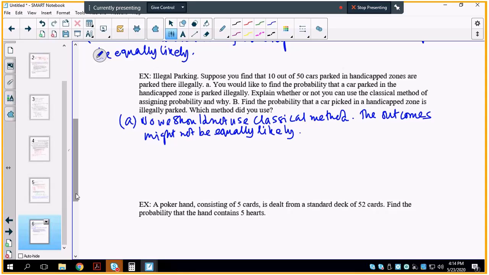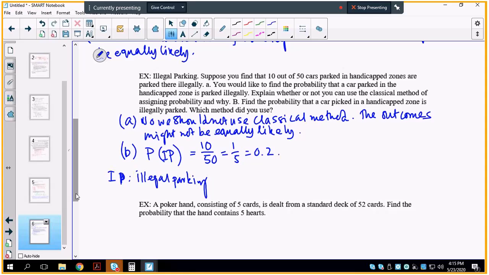So the second question is asking you, find the probability that a car parked in the handicapped zone is illegally parked. So I will say probability of IP, and I will just say IP stands for illegal parking. Because I know out of 50 cars, 10 are parked illegally, this is as simple as 10 over 50. So that's 1 over 5, or you can say 0.2. Which method did you use? We used the relative frequency method.